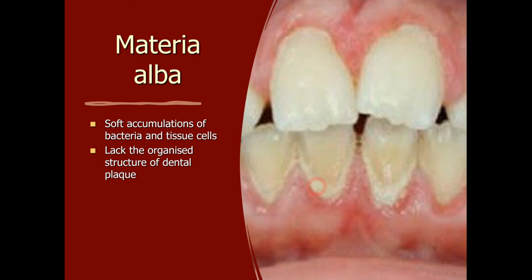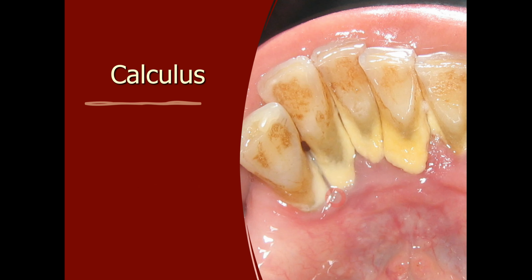Another important difference between plaque and materia alba is that materia alba can be easily removed when you spray water around. For example, in these teeth, if you spray water, it will quickly be removed. However, plaque will not be removed by water, and plaque can be removed by brushing. So, this is materia alba.